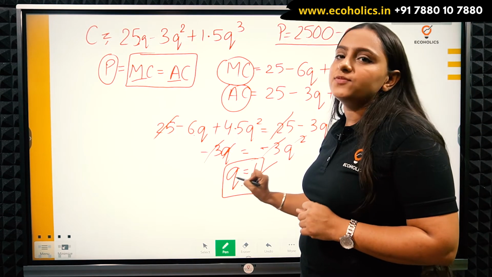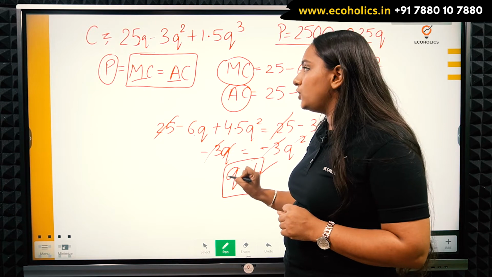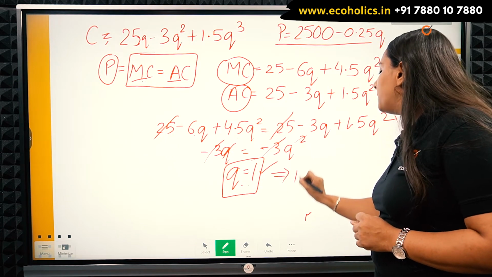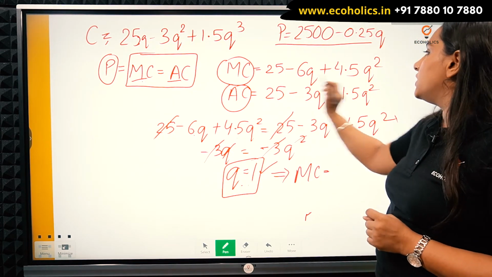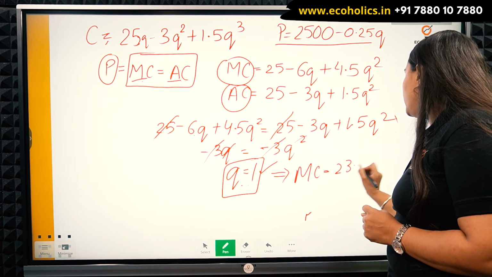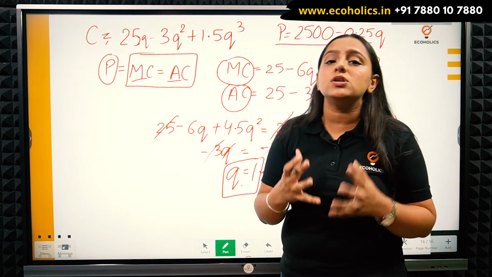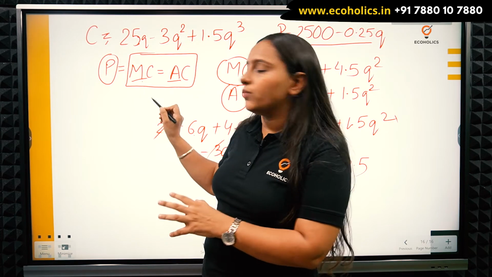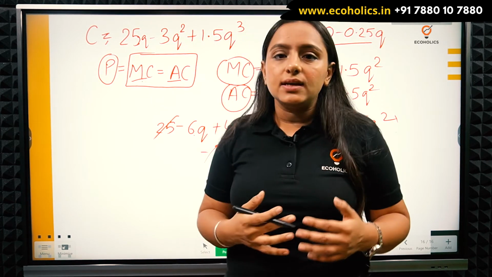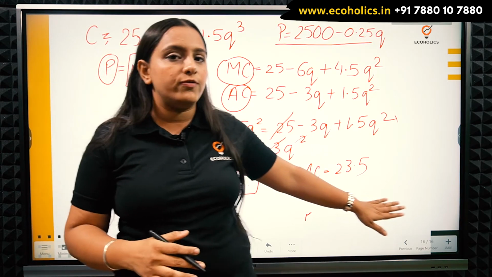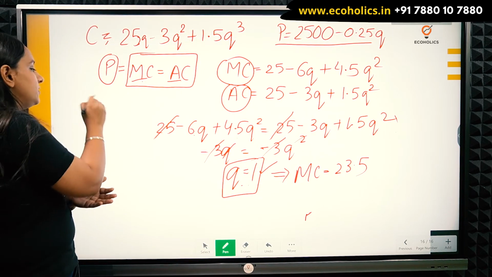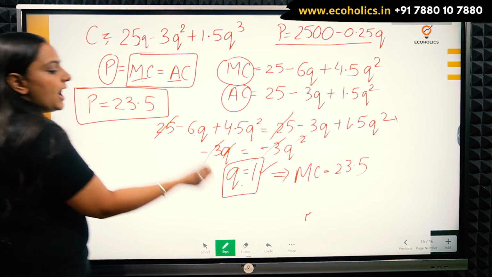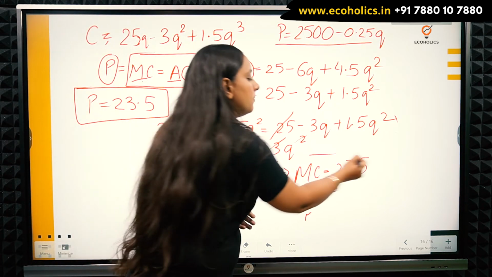So if I put this value of Q, I will get the marginal cost. If I put Q equals 1 into my marginal cost function, that's going to give me 23.5. That's the marginal cost of one firm. So I know that price has to be equal to marginal cost. Hence, because I have got marginal cost equal to 23.5, my price would also be 23.5, correct? So I have got the price, the quantity supplied by one firm, and the marginal cost.